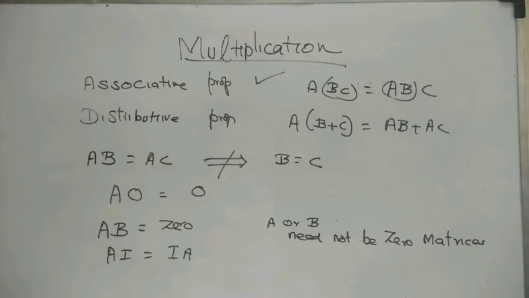Associative property holds good. So, you are given three matrices. You can multiply in any order. A into BC: you do BC first and then multiply with A. Or find out AB first and then multiply with C. You will get the same answer.